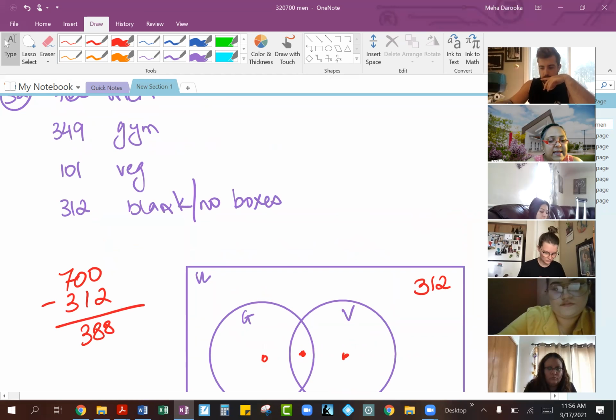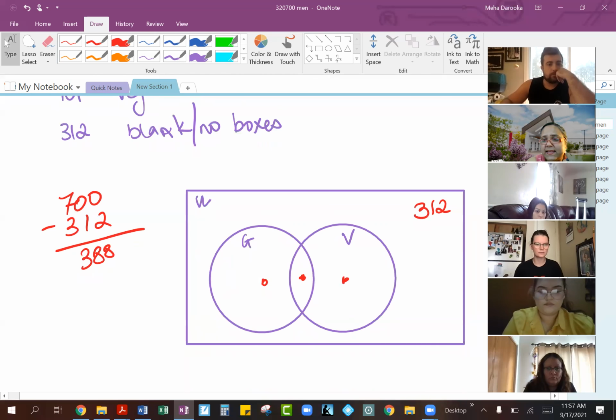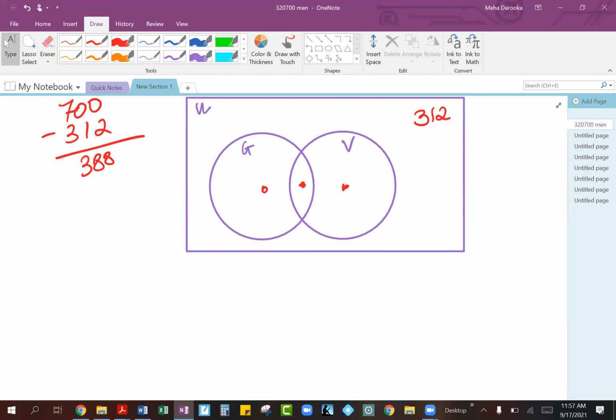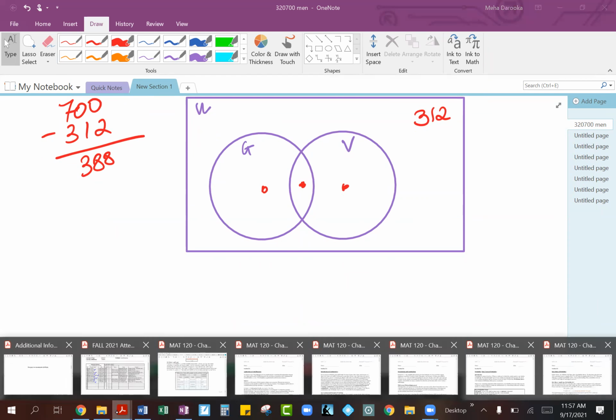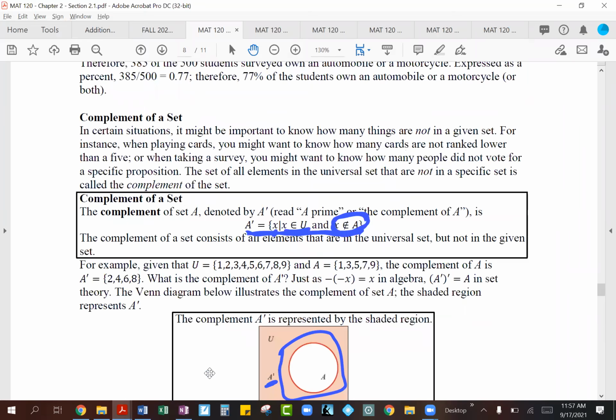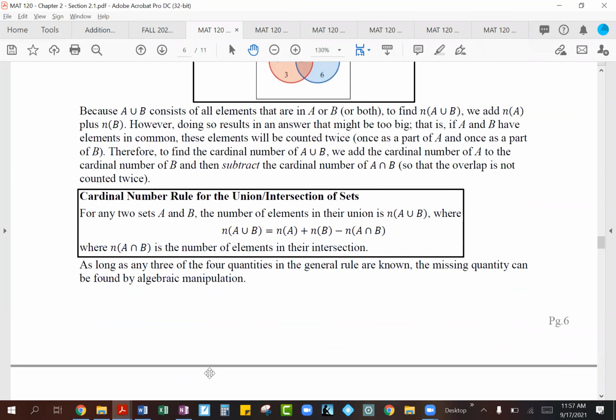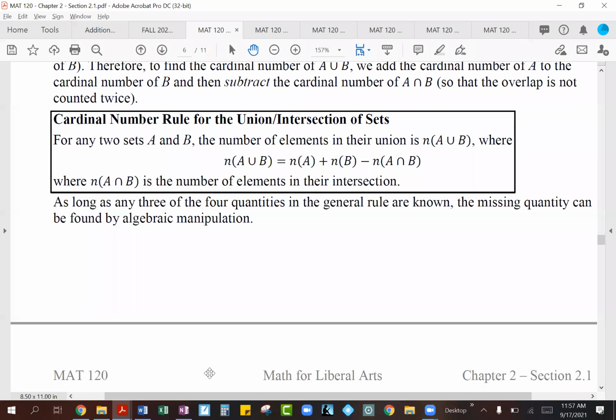Now, if you just add 349 with 101, you will see it adds up to 450. But we obviously do not have 450 inside the two circles because we only have 388. So this is how you know that you are going to have an overlap between the two groups. This is where we get into those calculations for cardinal numbers. So let's look at that formula just to remind you guys. Let's take a look at what information we have.